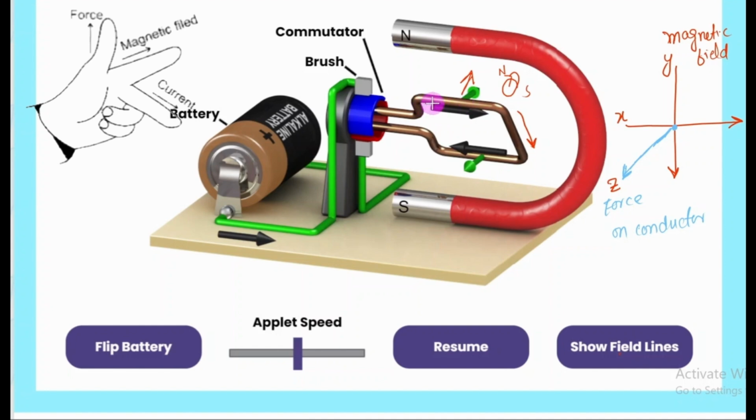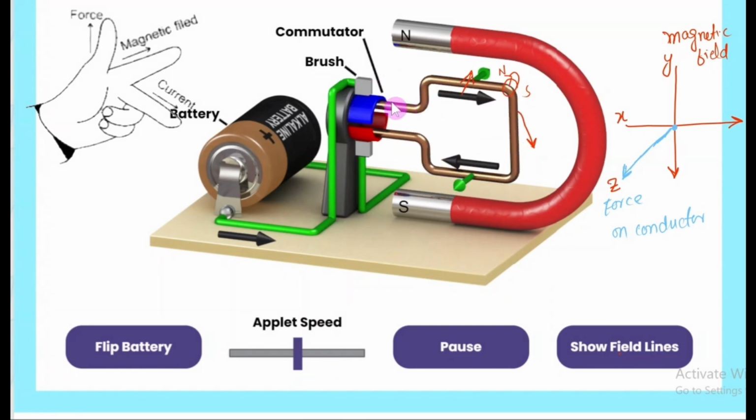So here in this part of the conductor, the force is inward to the screen. Okay, and in this part of the conductor, the force is outside from the screen. Therefore, a couple will be produced, and due to this opposite direction of the forces, this conductor will be rotating inside the external magnetic field. Okay, this is the physics behind this.